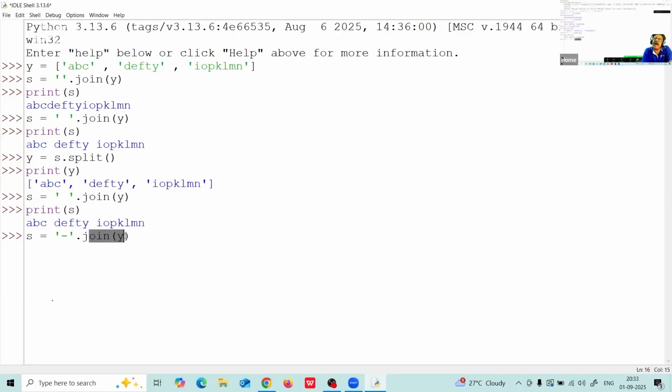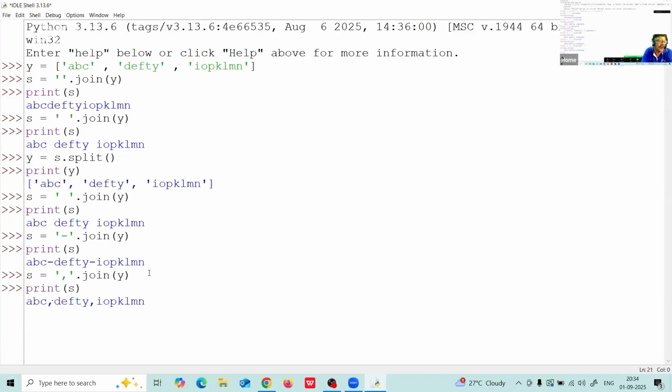Isn't it so easy to read? Join all the words of Y, but while joining, place a dash between them. Yes. So when I print S, oh, look at that. ABC dash DEFT, and it is so intelligent that it has not placed a dash after the last word. It would have been ugly, isn't it? Between the words, it has placed the dash. Correct? Okay, try. S is equal to comma dot join Y. Isn't it so easy to read? Join all the words of Y, but while joining, place a comma between them. So if I say print S, look at that.